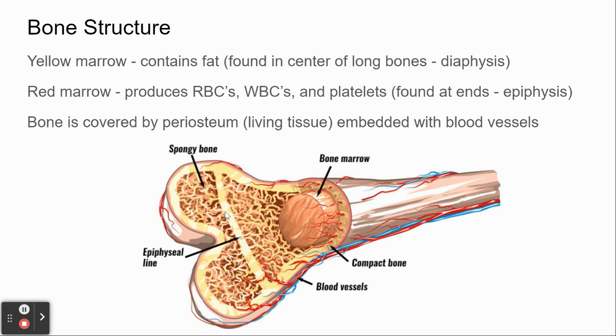All of our bone has a very thin covering over it, known as the periosteum. The periosteum provides a means of connection for blood vessels and for nerves into our bone.